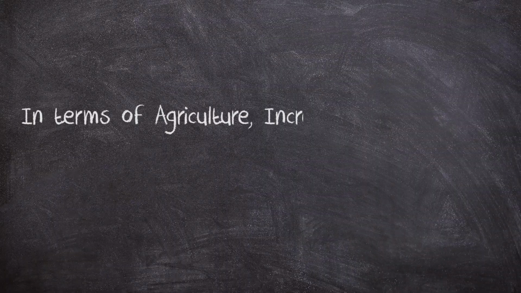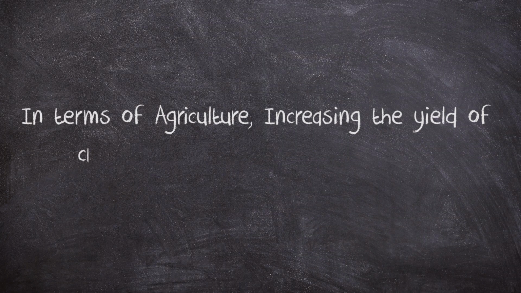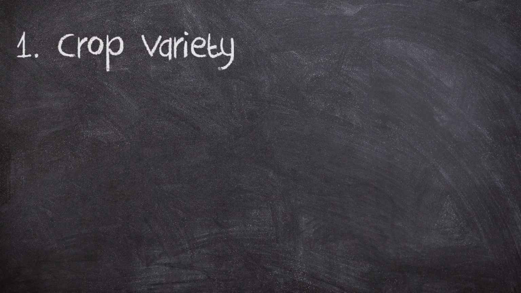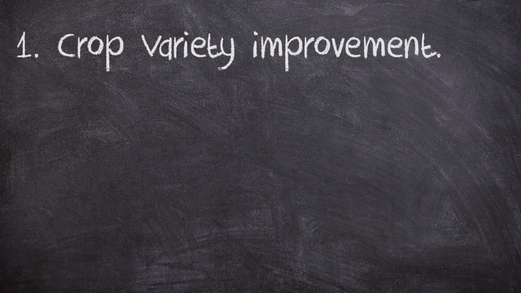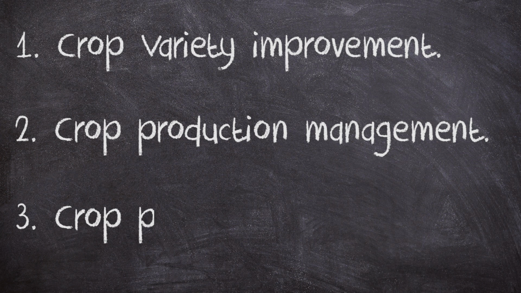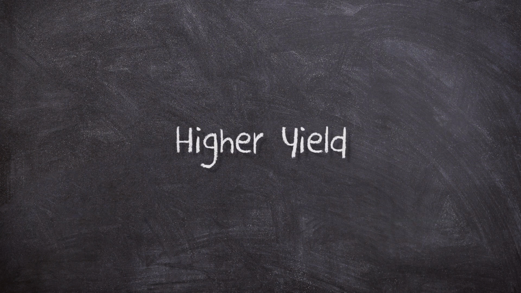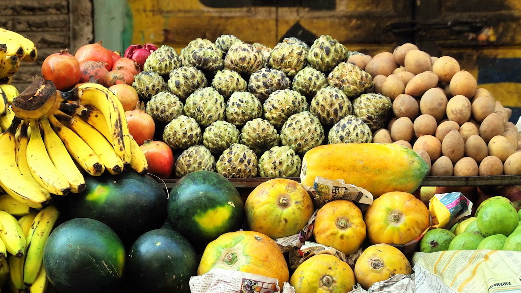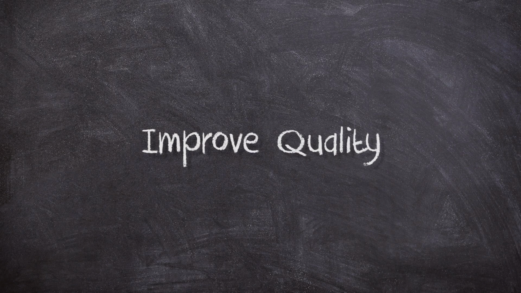In terms of agriculture, increasing the yield of crops can be done by three methods. Number 1, crop variety improvement. Number 2, crop production management. And number 3, crop protection management. To improve the variety of crops, we need to increase the productivity of the crop per acre. Improved quality of crops is important.